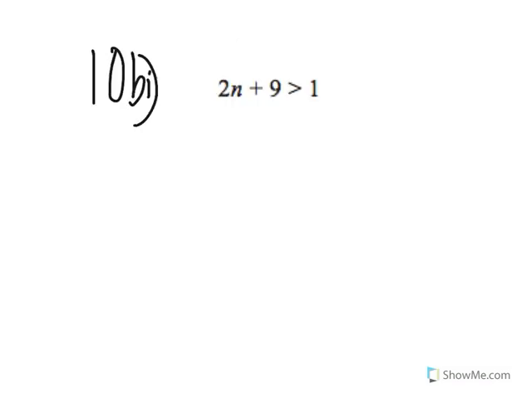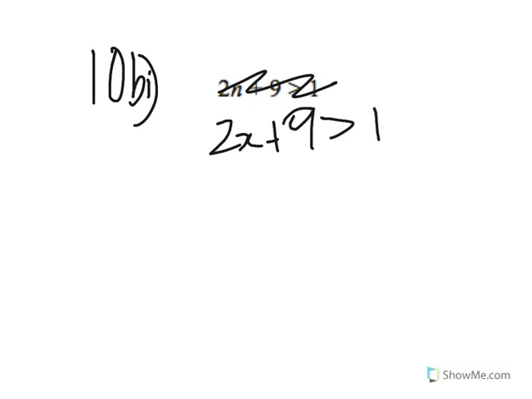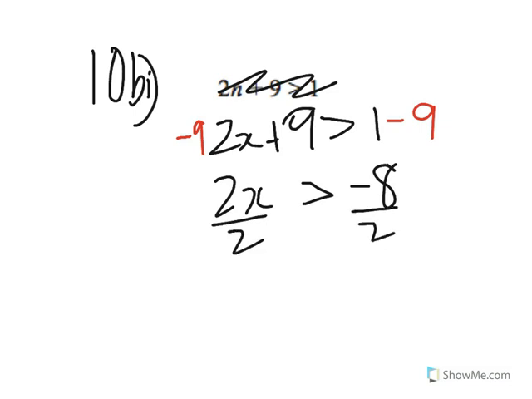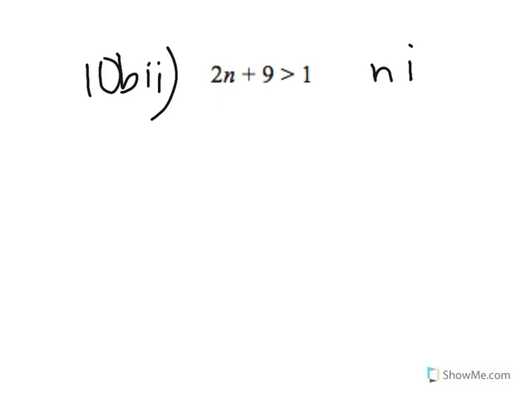Alright, 10b1, just as simple. You're just being asked to solve the inequality, 2x, it's not 2n, 2x plus 9 is greater than 1. So just treat it like a normal algebraic equation. Subtract 9 on both sides, you're going to get 2x is greater than -8. Then divide both sides by 2. You're going to get x is greater than -4.